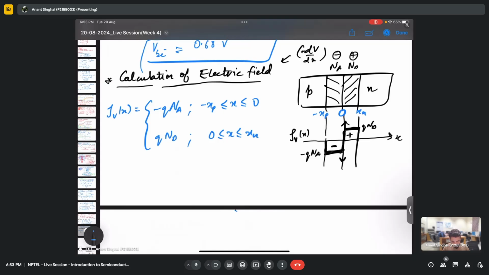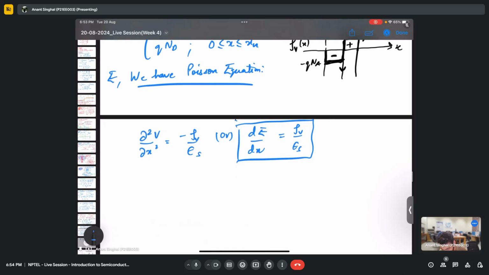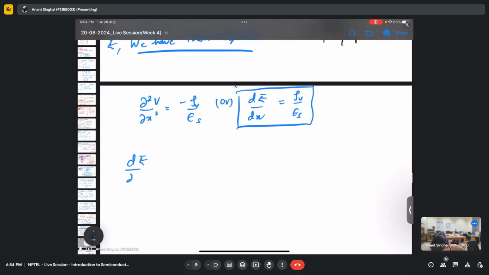Yes, sir. Okay. So now we know that for electric field or any calculations, we have the Poisson equation in semiconductors. This is the basis of semiconductors. What is the Poisson equation? We all know this is d2V by dx2 is nothing but minus rho by epsilon. We can write this as dE by dx, because E is dV by dx, again equal to rho v by epsilon. So this is what we'll use to calculate the electric field for the semiconductor. So what I can write is dE by dx is rho v by epsilon s.